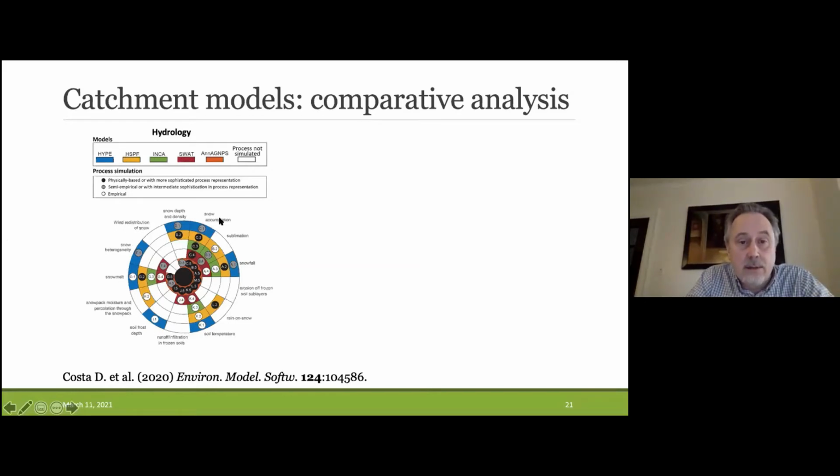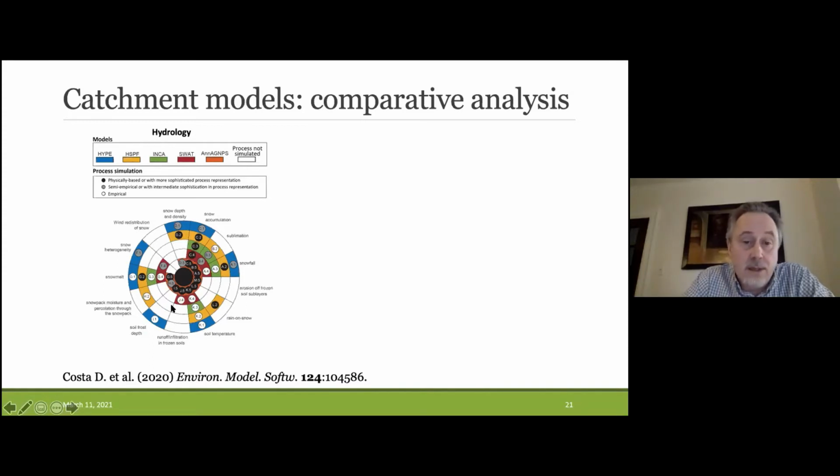So you go around the circle here, and you have all these different processes that are obviously very important in cold regions hydrology. For instance, snow accumulation, sublimation, snowfall, erosion of frozen soil sublayers, rain on snow, etc. And then the colors indicate whether the corresponding model actually has these processes, these factors, represented in its code. And you can see that there are even certain processes, like wind redistribution of snow or the erosion of frozen soil layers, that are not represented in any of these models.